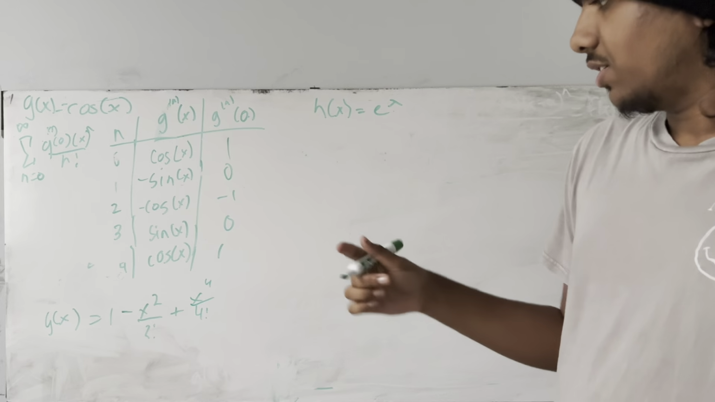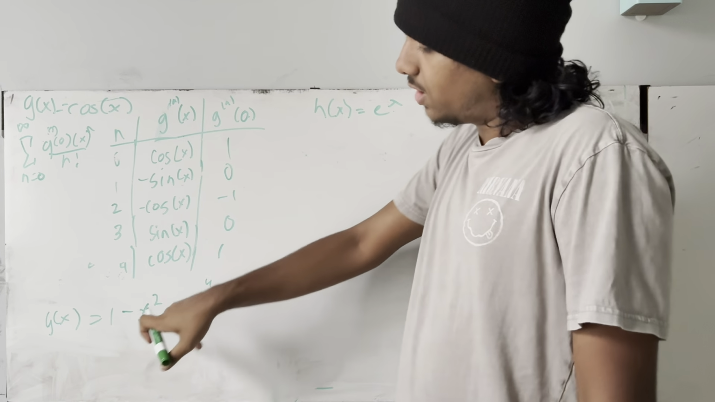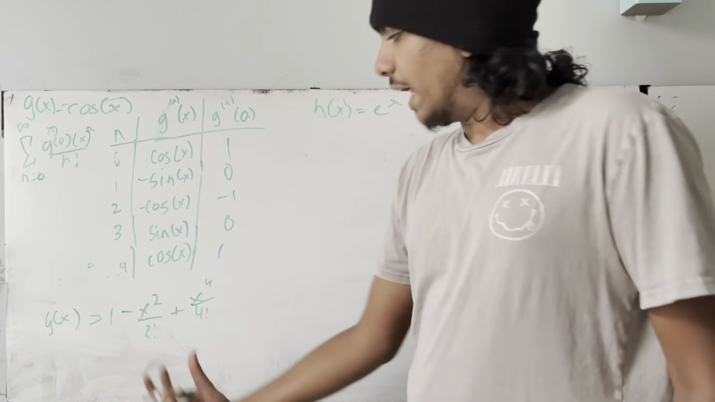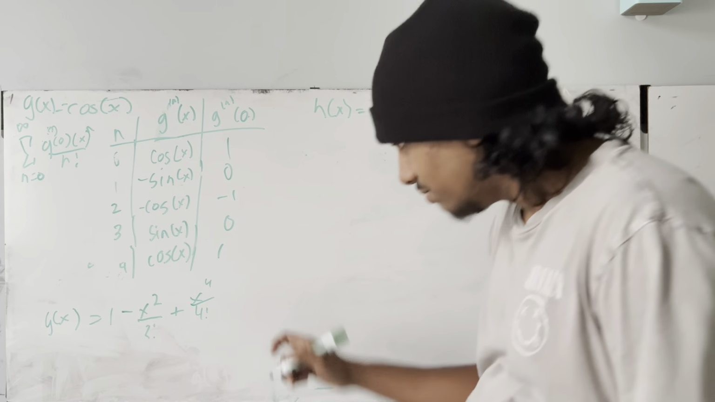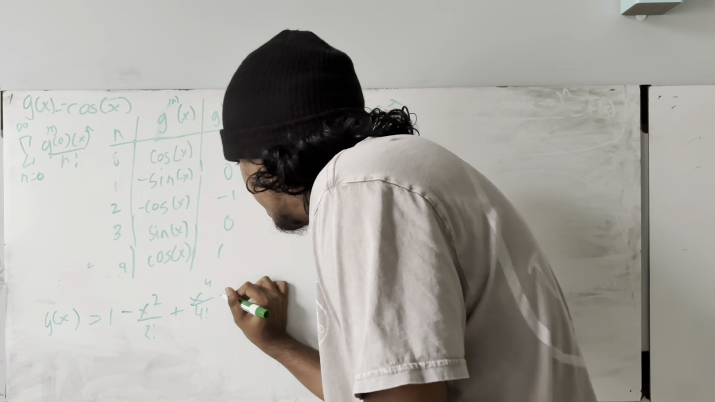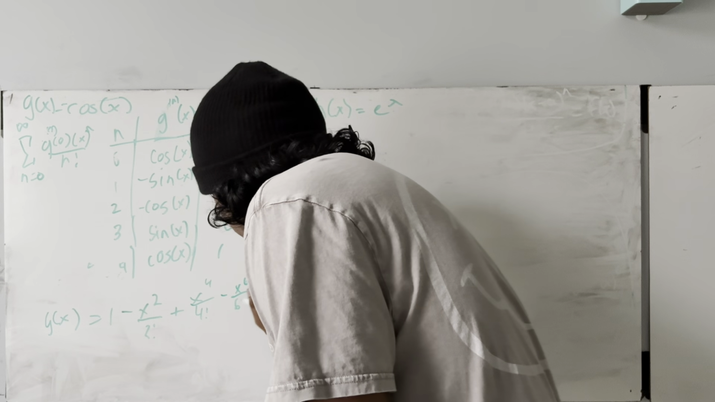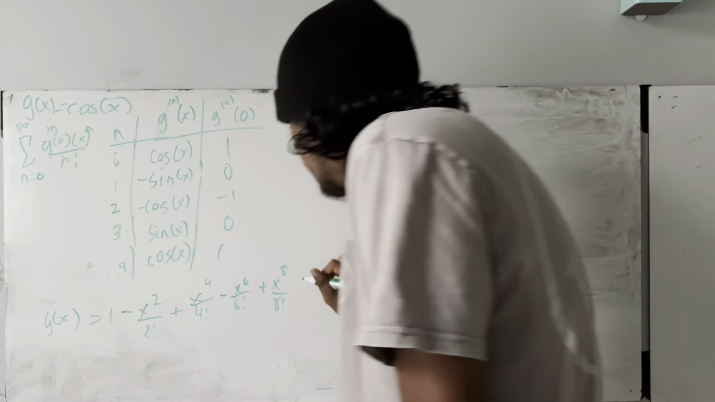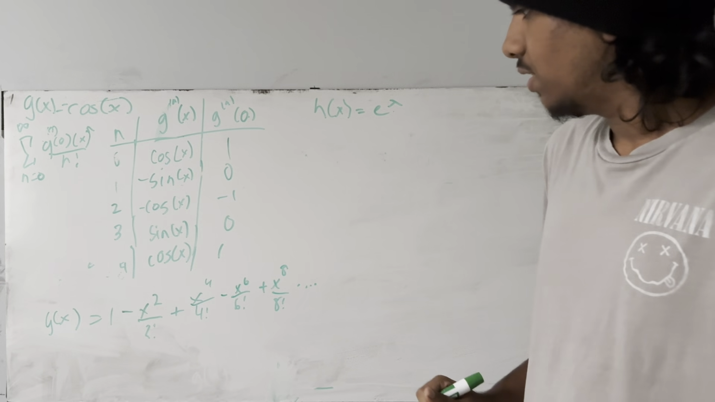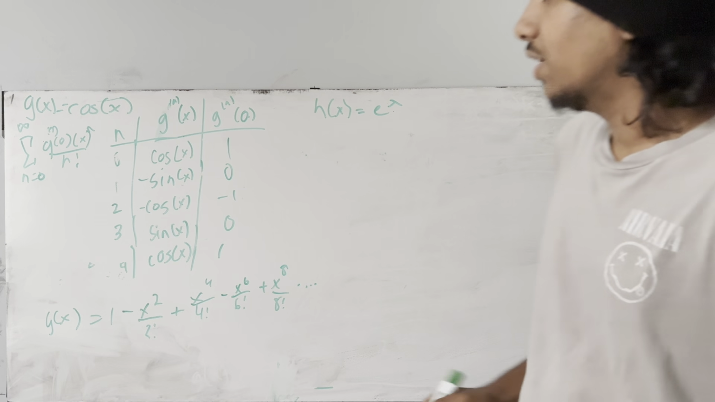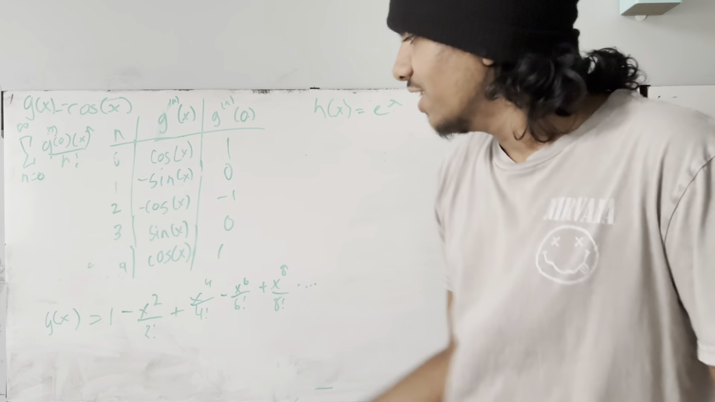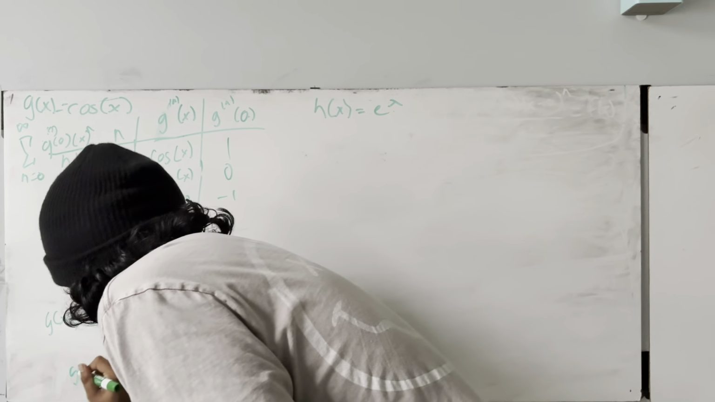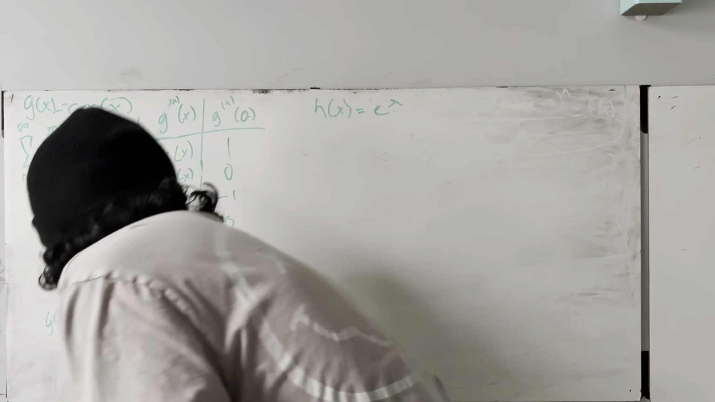Well, if this is x to the 0, x squared, x to the 4th, and it's alternating, we can probably fill in the rest. Minus x to the 6th over 6 factorial, plus x to the 8th over 8 factorial, so on, so on, so on. So if we were to put this into sigma notation, we would get this.